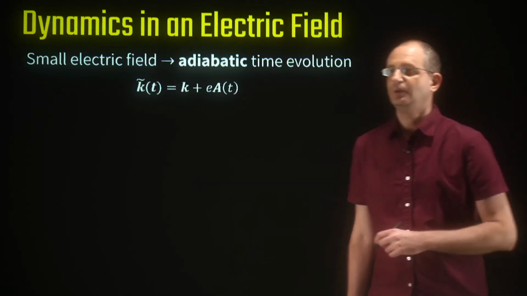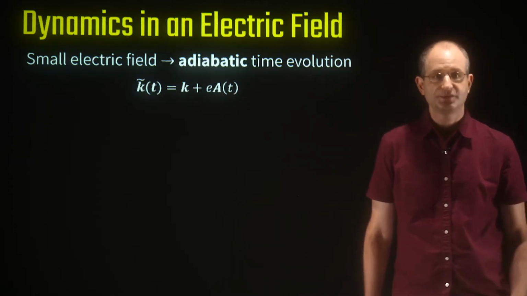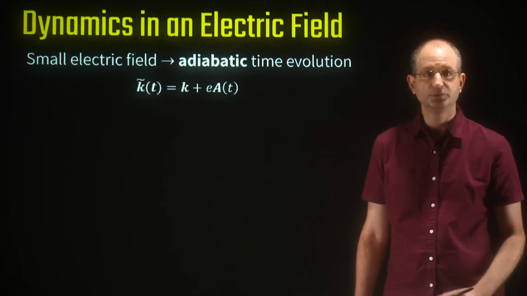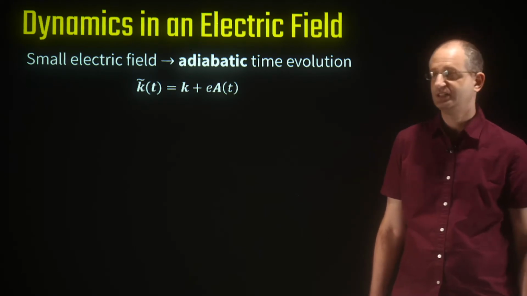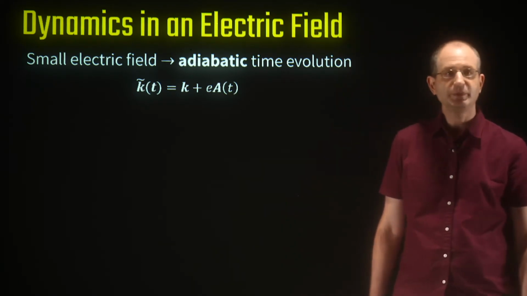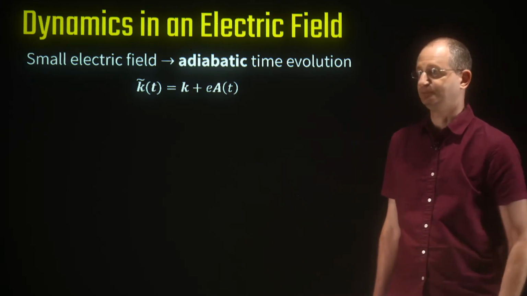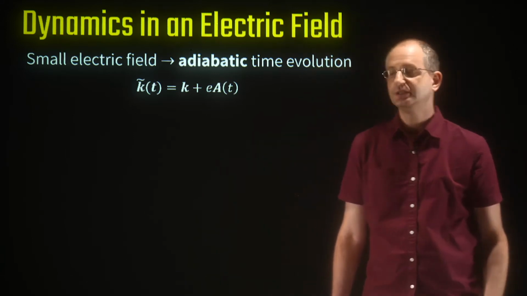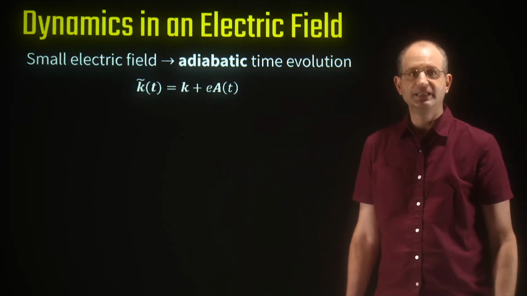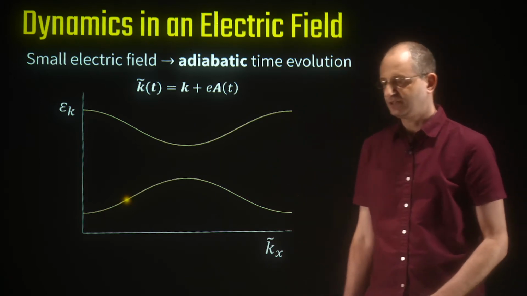So now we're going to take into account the fact that the electric field we're going to apply is very small. Ultimately, we're going to be interested in linear response of the system, so the electric field is infinitesimally small. And what this means is that the momentum of the particle is changing very, very slowly in time. So this means that the evolution of our Bloch electron is actually adiabatic as a function of time. So here's what it looks like.